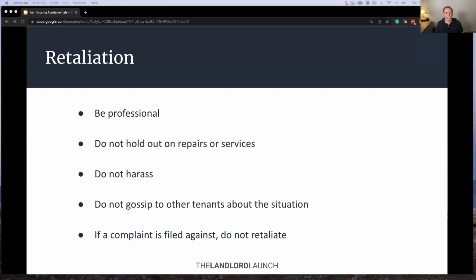Retaliation. So let's say that a complaint goes in against you. Do not retaliate. Do not change anything that you're doing. Follow your processes. Treat them with respect. Be professional. Don't hold on to repairs. Do not harass them. And if you have multiple tenants, like in a multifamily property, don't tell other tenants about it. Keep it very private. If you retaliate, even if the complaint isn't legitimate, and somehow or another they capture that on a phone call or can prove it or whatever else, you're done.